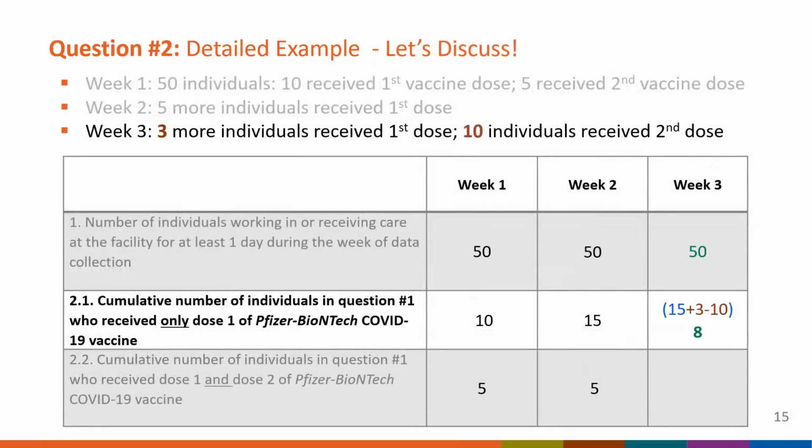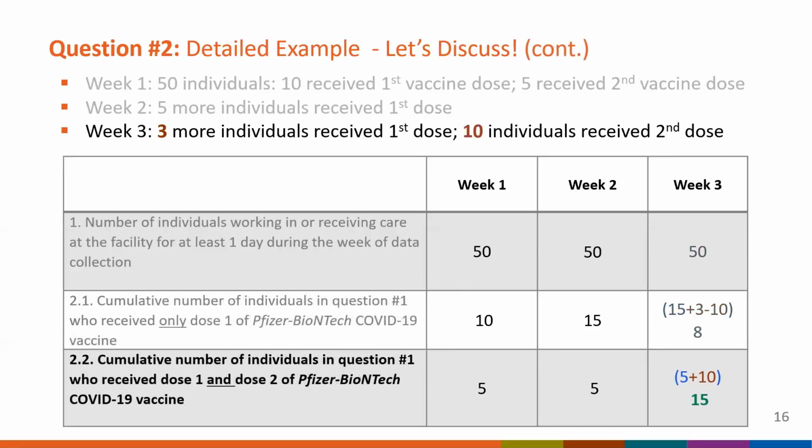This example shows how COVID-19 vaccination of individuals looks during the third week of reporting. 15 individuals received their first vaccine dose in week 2. You would then add 3 individuals who received their first vaccine dose in week 3, which gives you a total of 18. Of the 18 individuals, 10 received their second vaccine dose in week 3. Therefore, you would subtract 10 from 18. So for week 3, the cumulative number of individuals who received their first vaccine dose should be reported as 8.